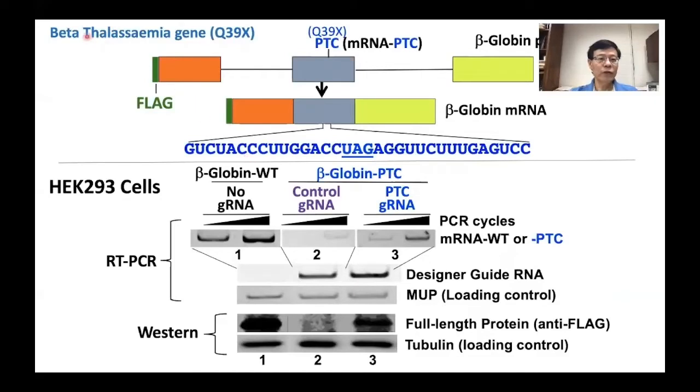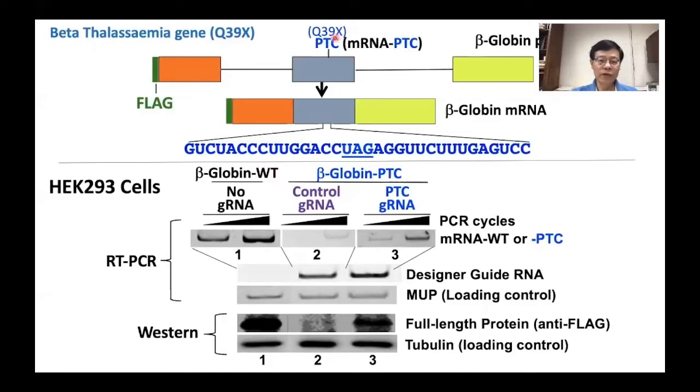First, we took the beta thalassemia gene, essentially the beta globin gene. Here there is a PTC at the 39 position. Okay, this is the pre-messenger RNA, messenger RNA, and this is the PTC, UAG, and its surrounding sequences of 30 nucleotides. And we also have a wild-type beta-globin gene with no PTC.